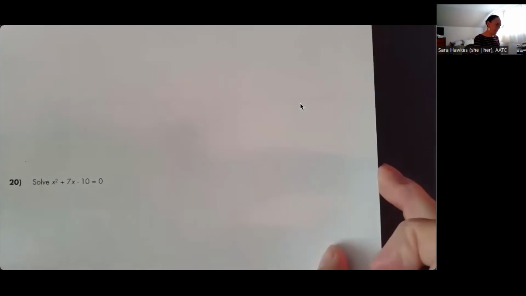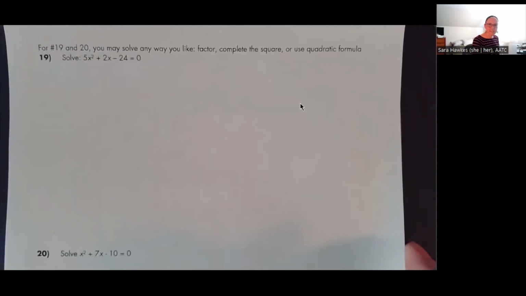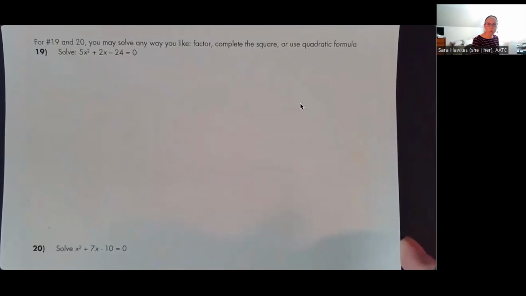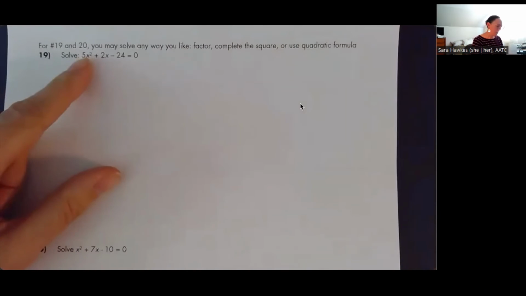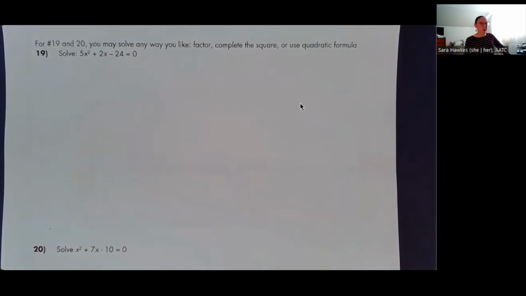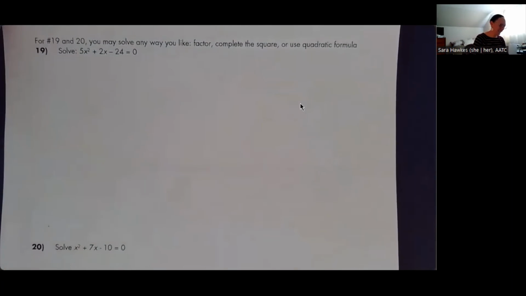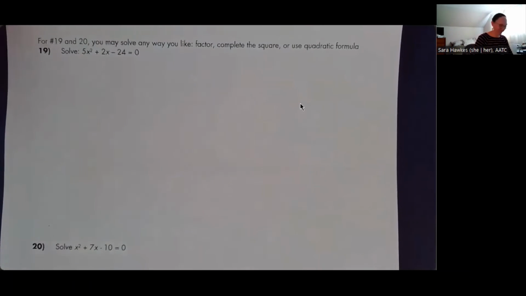For numbers 19 and 20 on this practice test, it says we can factor, complete the square, or use quadratic formula, whichever thing we want to do. I'm looking at that first one and thinking, I definitely don't want to complete the square because that 5 in front of the x squared is going to make this gross. So I'm probably leaning towards quadratic formula.